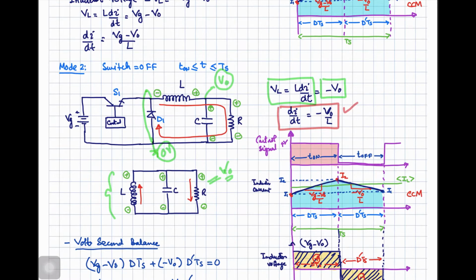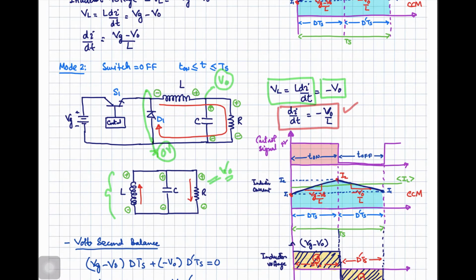So your current is now going to decrease, starting from I2 going towards I1, and the slope is minus V naught by L. The slope is negative, current is decreasing because the energy stored, half L i square, in the inductor is now being dissipated across the load resistance, or being delivered to your load, or maybe delivered to your capacitor. So in the on interval dTs the slope is positive, and in the off interval, that is d prime Ts, the inductor current slope is negative.